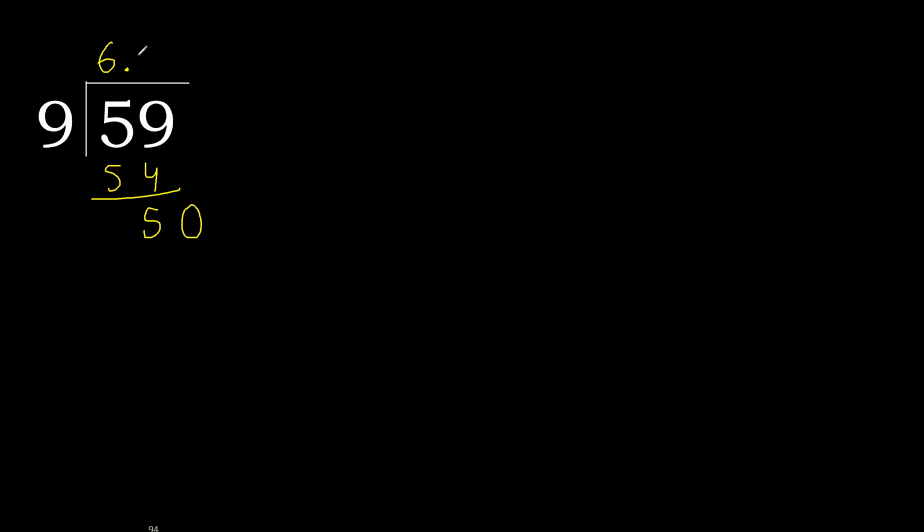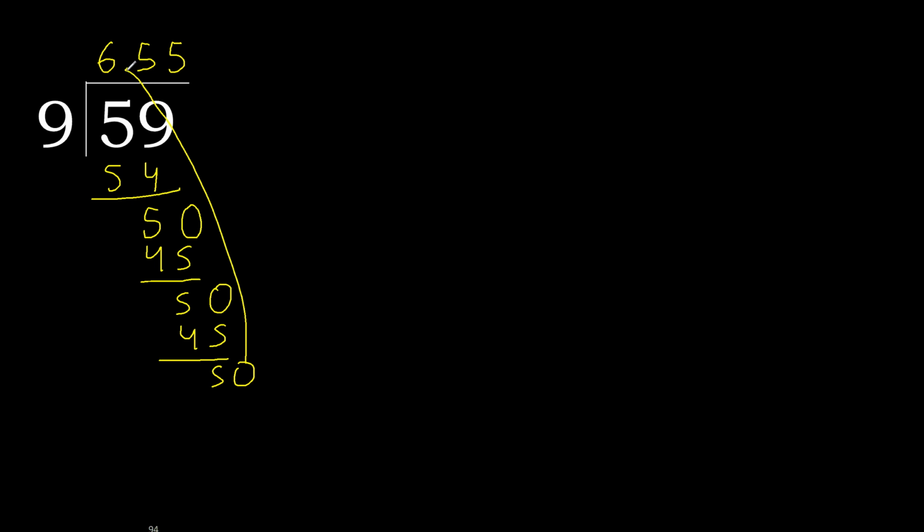59, multiplied by 6 is greater. Multiplied by 5, 45 is not greater, okay. Subtract 5, complete. Complete, point, okay. 9 multiplied by 5, 45. Subtract, complete. Complete, point. Point is here, okay.